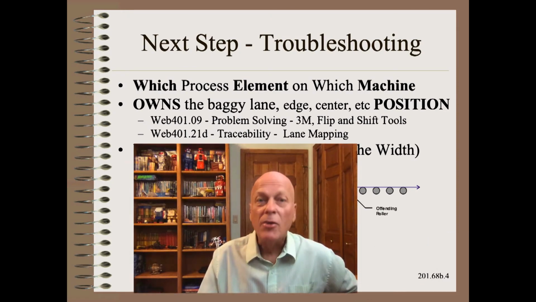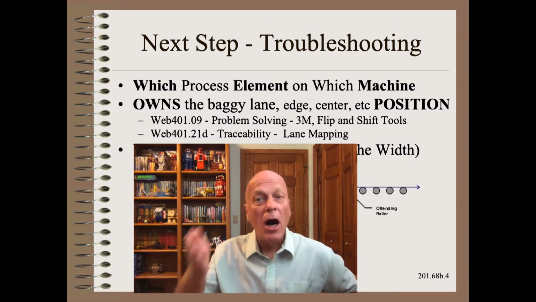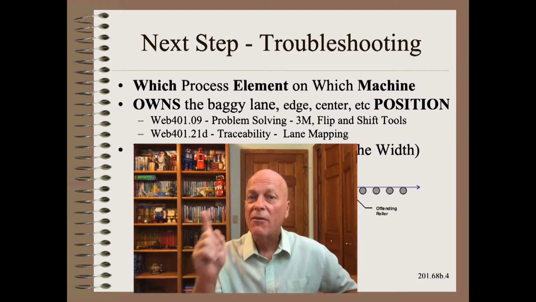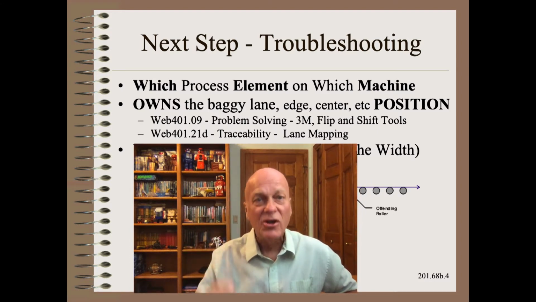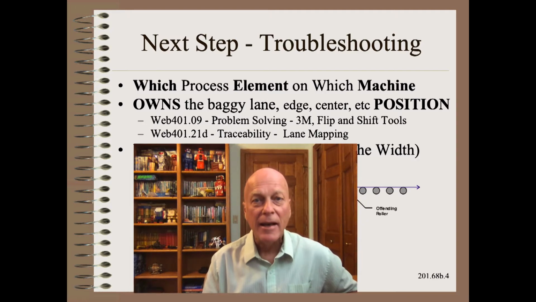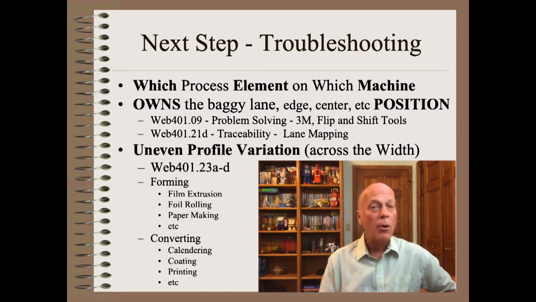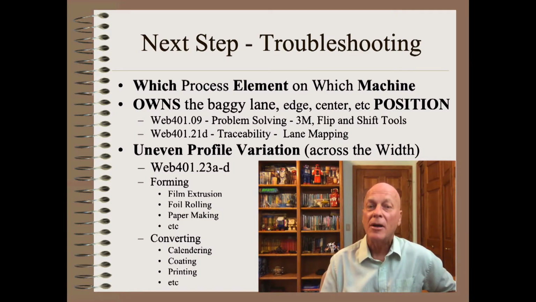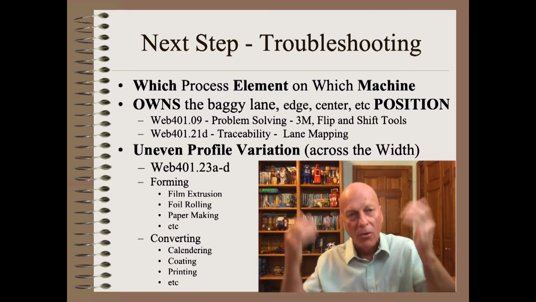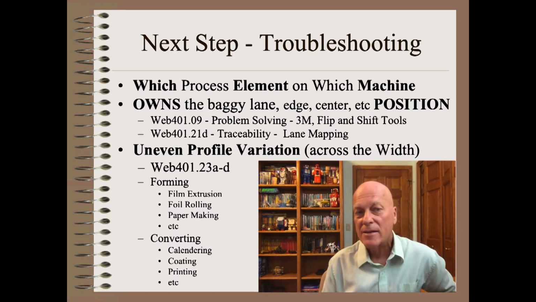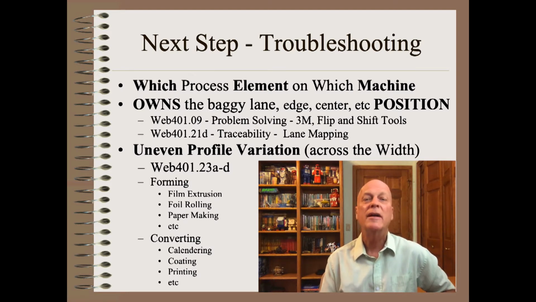Then you are ready to begin troubleshooting. Here, a clarity of goals is essential. Your job is to find out which element of which machine owns the CD lane that caused the profile variation of the web, which then caused the baggy web. That profile could be owned by formers such as film extrusion, foil rolling, or paper making, or some other web maker. That profile could be owned by converting processes such as calendering, coating, printing, and so on.